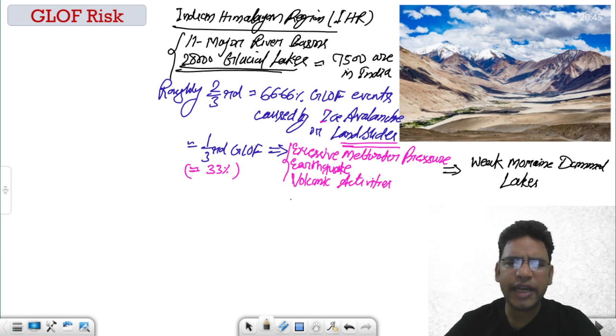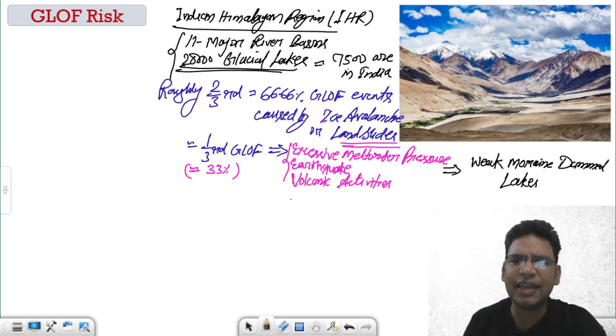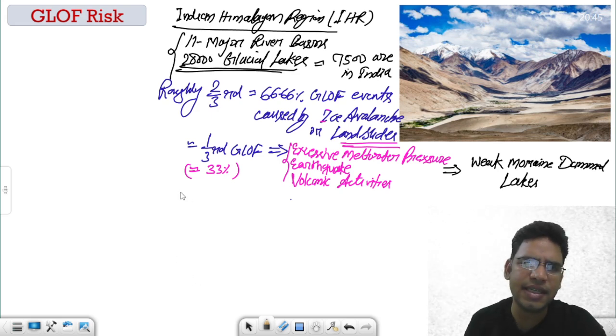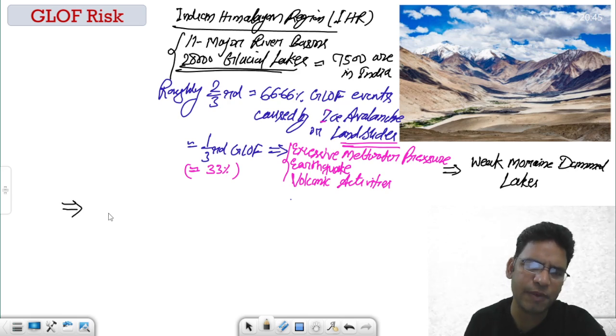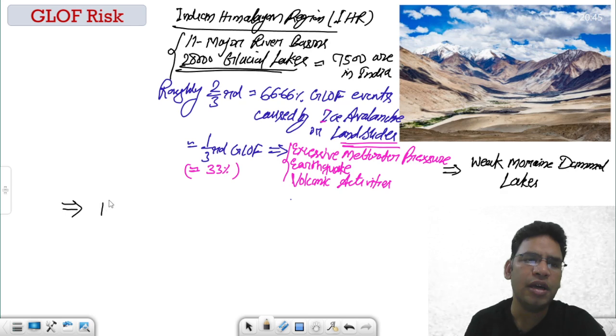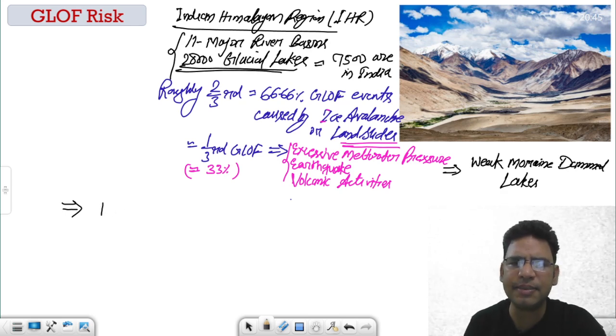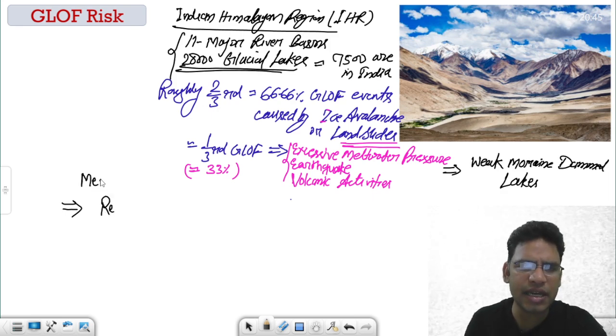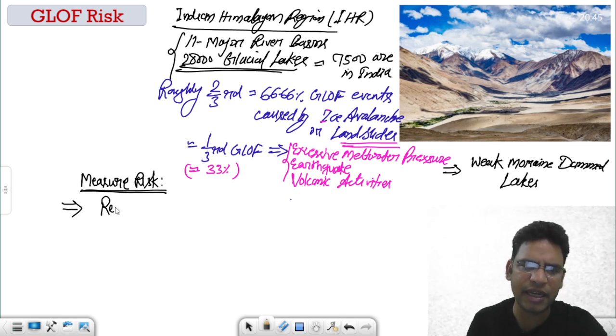Okay, so what is the way to measure GLOF risk? Remote sensing. I am going to talk in the next video about NISAR, this satellite, which is going to be part of this NDMA also. I am going to talk in the next video. But this is remote sensing. Remote sensing is how to measure. So the question is how to measure risk. How can risk be measured? For risk measurement, remote sensing, right?